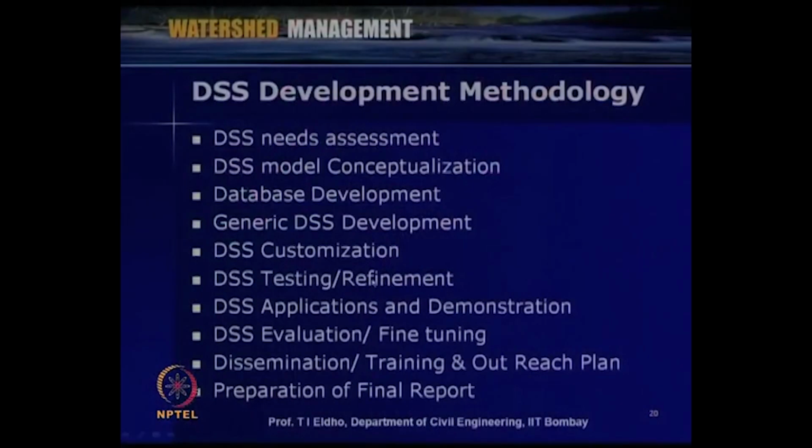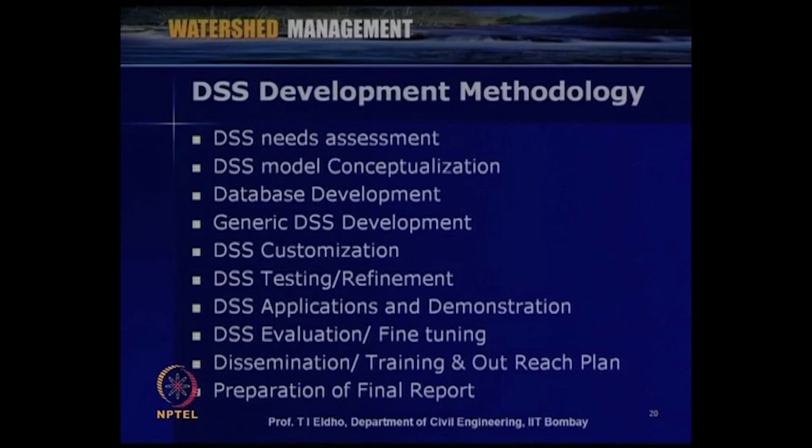And then once it is done, the system is ready. Now we can go for testing, and then further refine and see how the system is working. So, that is the next step as shown in this slide: DSS testing and refinement. Once the testing is done and it is working properly, we can go for typical applications, that is, DSS applications and demonstrations. For a particular area, system or plan, we can have the DSS applications, demonstrate them, and then evaluate the system and fine tune it.